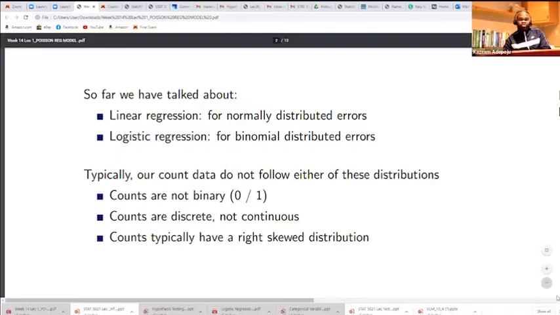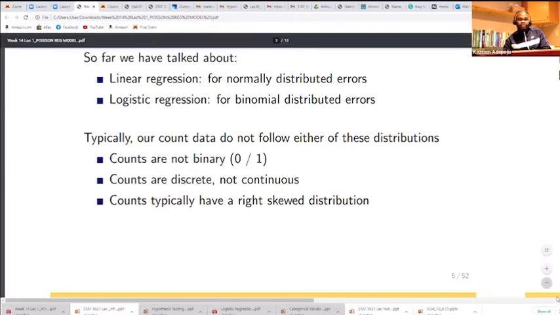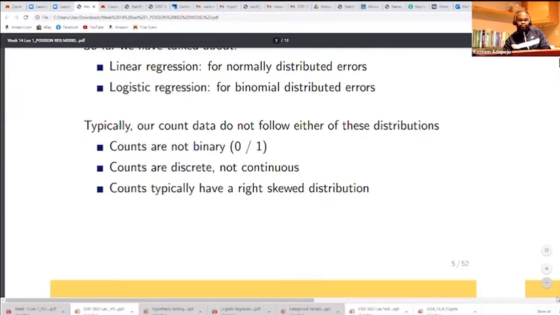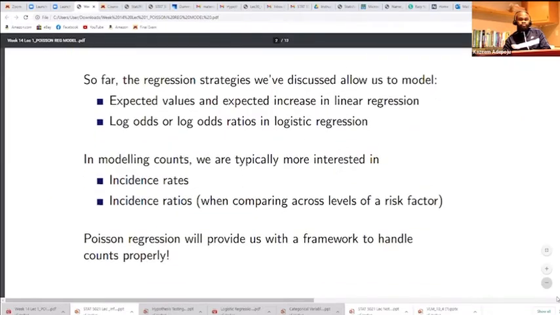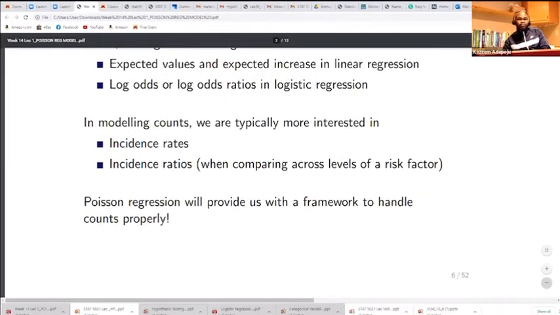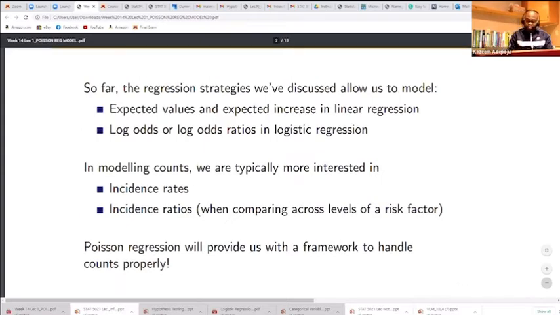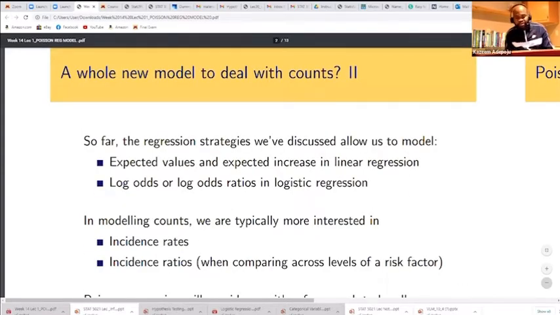So this is page 5. I'm going to go to page 6 right now. Okay, so we are on page 6 right now. We are still on a whole new model to deal with counts, which is the Poisson regression model. I've been able to justify the reason why we are not able to use the conventional regression we've discussed before, the linear regression and the logistic regression. I think I've justified that.